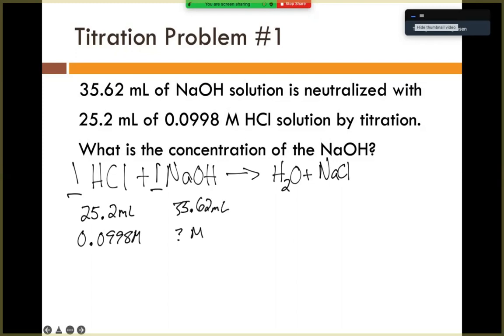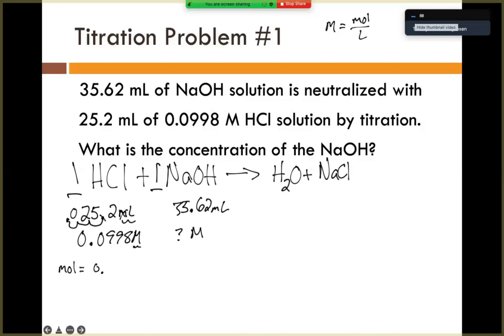Now, if you remember, we said we're going to go molarity, mole ratio, molarity again. Well, molarity equals moles over liters. Well, what do we know? We know enough about the acid. We know the milliliters, we know the molarity. We can solve for the moles. We got to do a little work though. Move your decimal over 3 spots to get it into liters. If we know our molarity and our liters, we can solve by multiplying to get the moles.